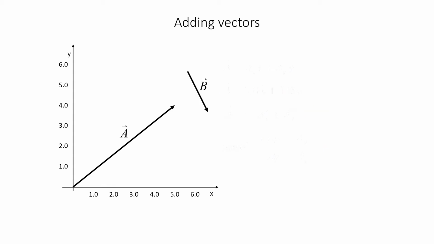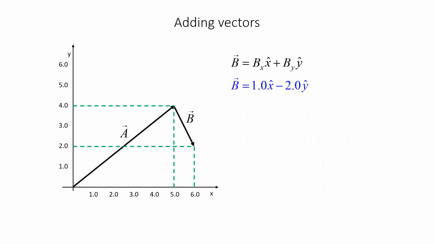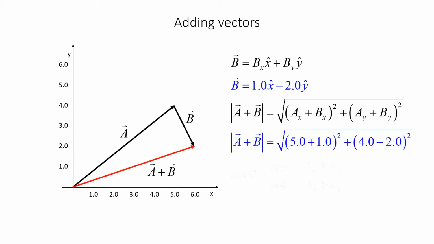Now, if we add a vector b, we can bring that down to where the tail of b is at the tip of a and resolve b into components. Our b vector in this case has an x component of 1 and a y component of -2 because it's pointing in the downward direction. To find the resultant vector, we start at the origin and go to the tip of b.